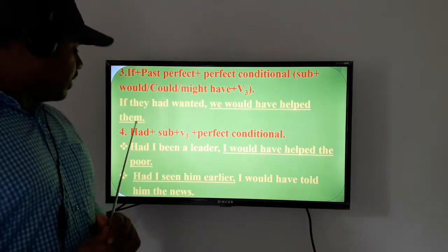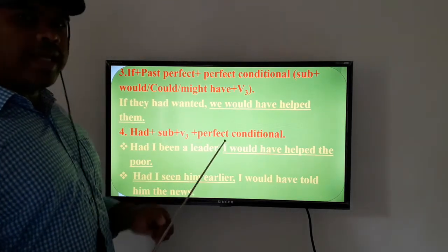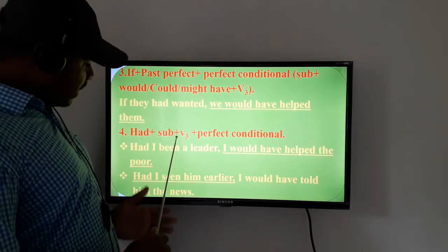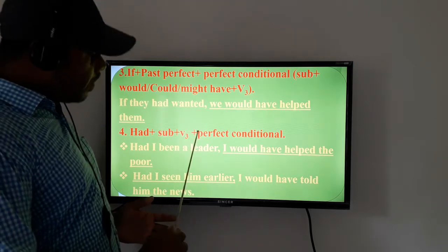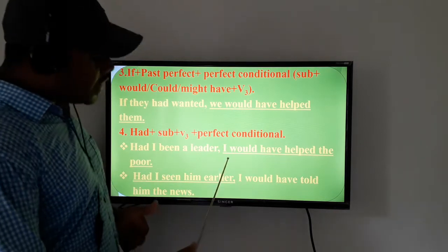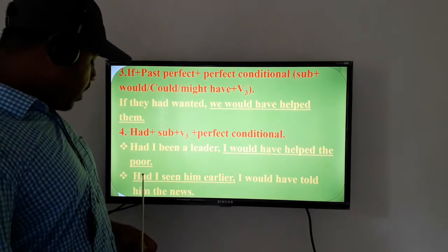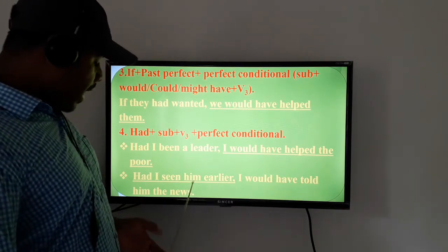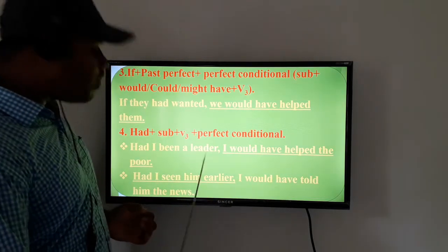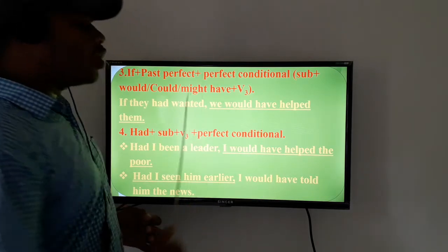Dear students, you will find some sentences that start with had. It also indicates if. That is a conditional sentence. So if it starts with had and then subject and then B3, and then perfect conditional. Have a look. Had I been a leader, I would have helped the poor. Or had I seen him earlier, I would have told him the news. So that part is perfect conditional.